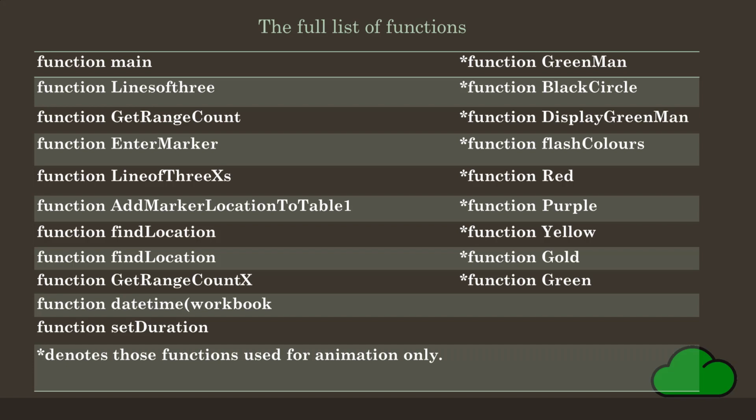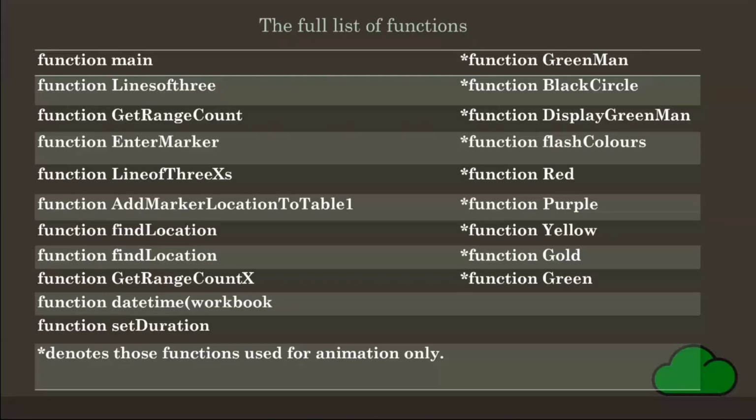The getRange_count function counts the total number of markers entered in the grid. The findLocation function iterates through the grid, finding a cell that is not listed in Table 1. Table 1 is used to record the locations of the entered markers and the order in which they were added to the grid. It is hidden from user view. The add marker location to Table 1 function adds the recently added marker location to the next available row in Table 1. It uses the cell address value returned by the findLocation function above.